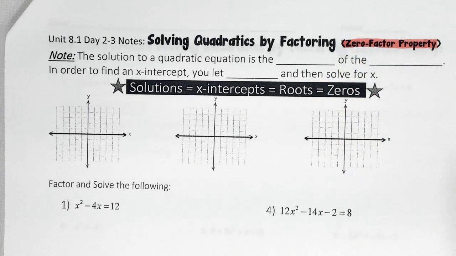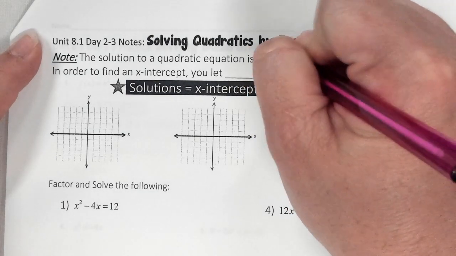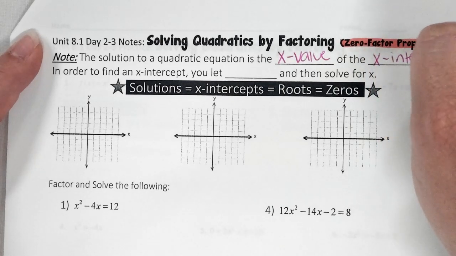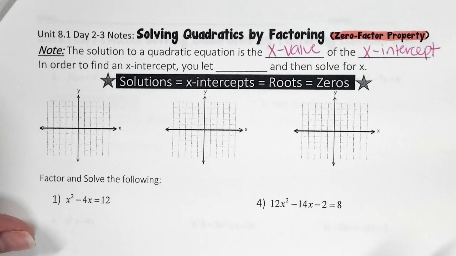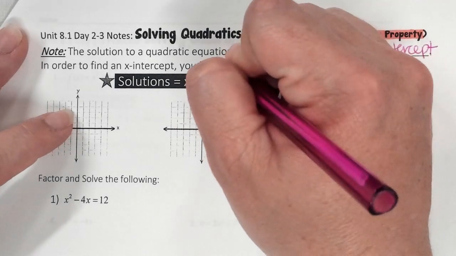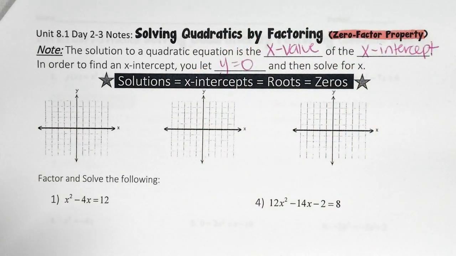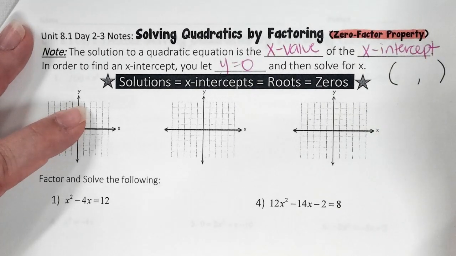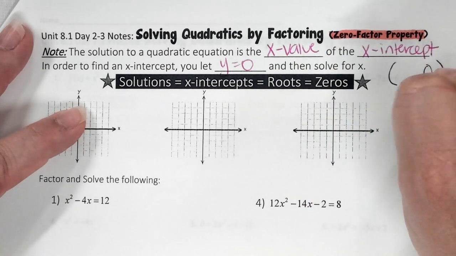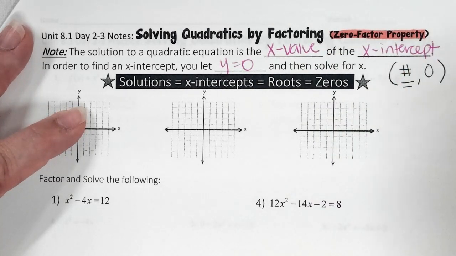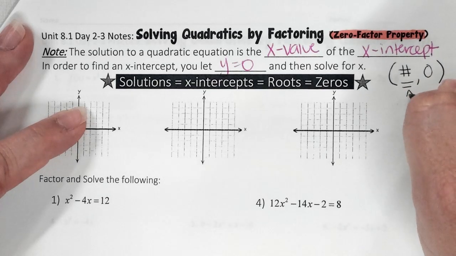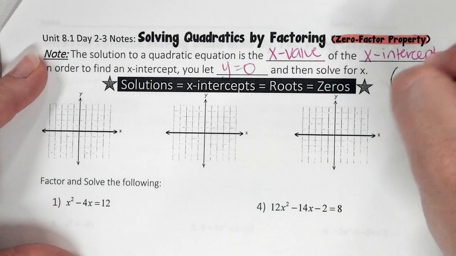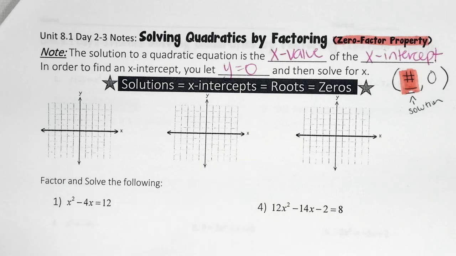So it says the solution to an equation is the x value of the x-intercept. In order to find an x-intercept, you let y equals 0 and solve for x. So knowing that, when you have a point that's your x-intercept, which is where y equals 0, the number here is your solution. Okay, so the number when y is 0 is your solution, the x value of your x-intercept. Okay, that's what that means.